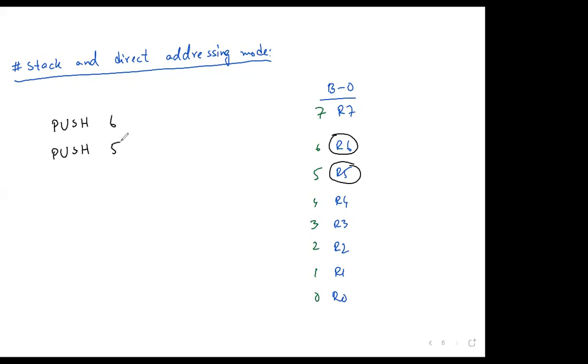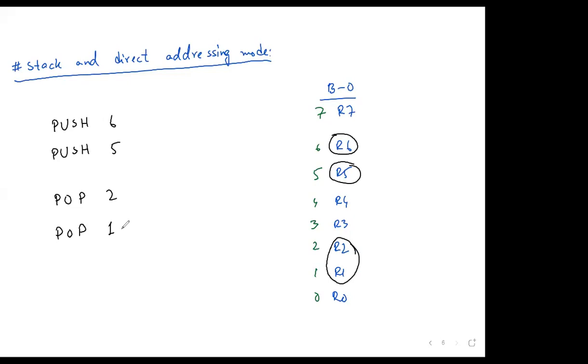Now if I tell you to pop out the values that you have pushed into R2 and R1, what will you write? Pop 2 and pop 1. Exactly, pop 2 and pop 1.